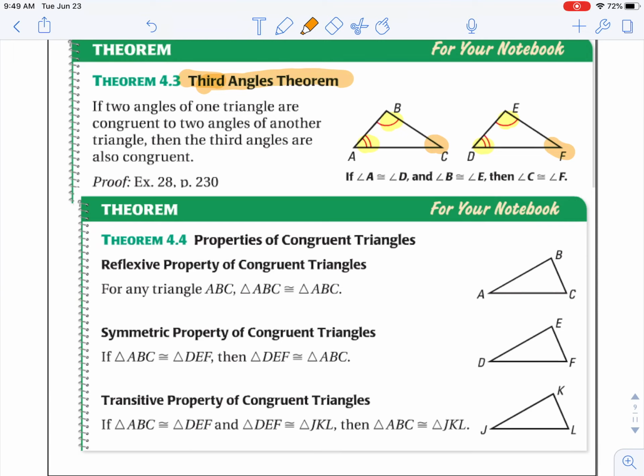And then there are also a few other properties of congruent triangles. The reflexive property of congruent triangles basically says for any triangle ABC, triangle ABC is congruent to triangle ABC. So this triangle right here, ABC, is congruent to itself. So reflexive means itself. So it basically is itself.